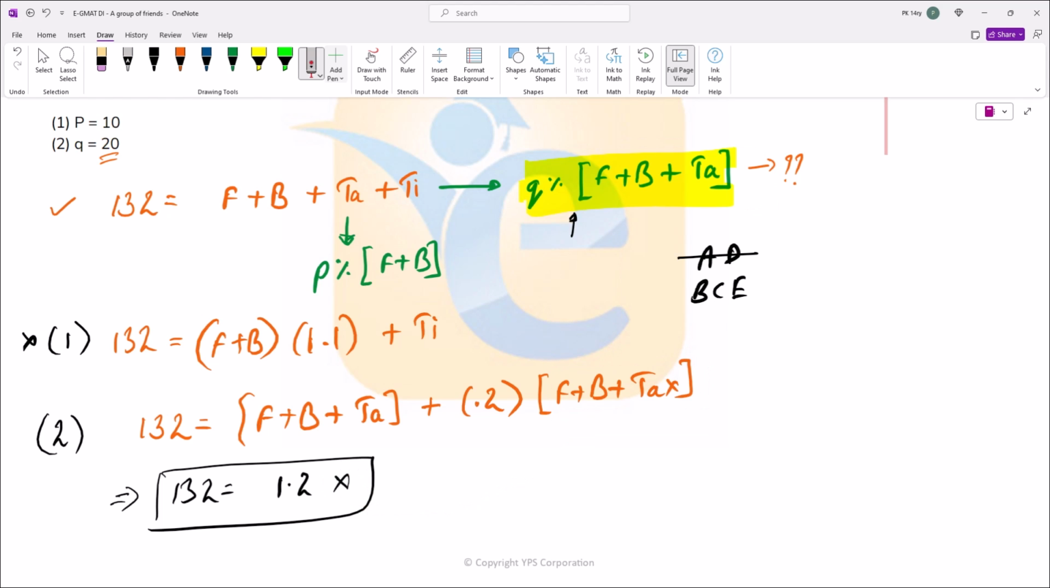So statement 2 in itself is sufficient to solve the question. Thus, we can safely eliminate C and D, and option B becomes our answer.